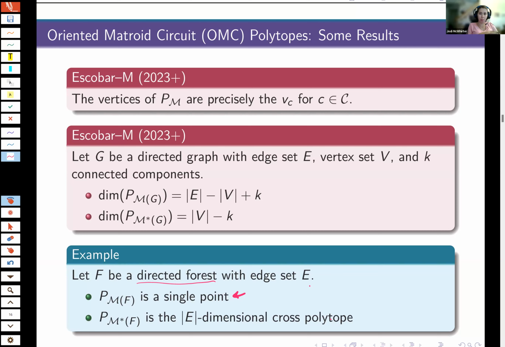So these are our most general results. And there are a bunch of other things that I would like to know about these polytopes. I'll tell you about some of those things at the end if we've got time.